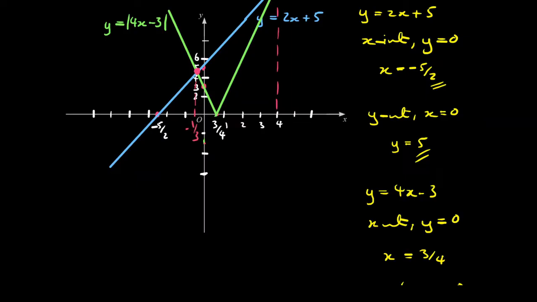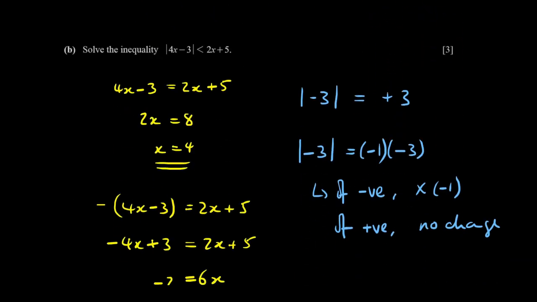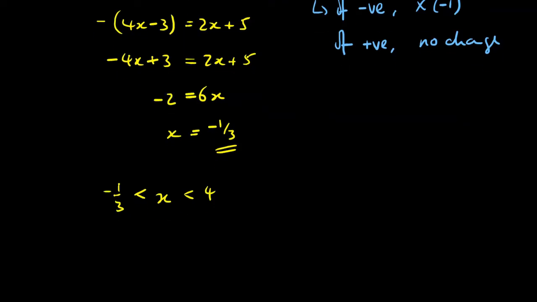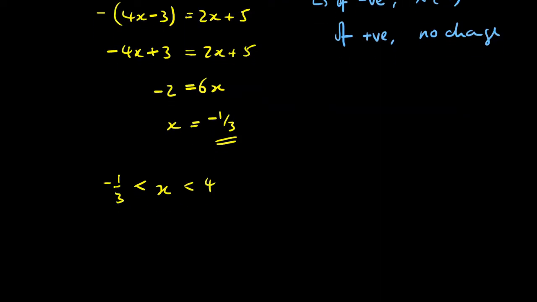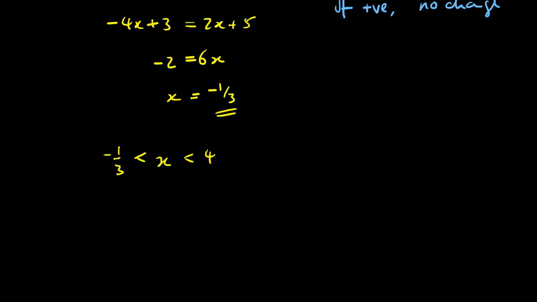So what are the values that we're interested in? We are interested in values that go from negative a third all the way up to 4. So the end answer is x is between negative a third and 4. And remember, we're using less than signs and not less than or equal to signs. The reason for that is the inequality we're asked to solve is a less than, not a less than or equal to. So that is important.